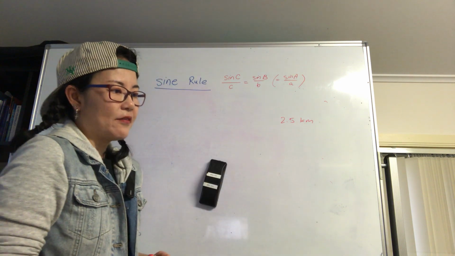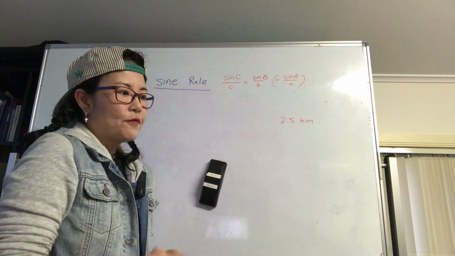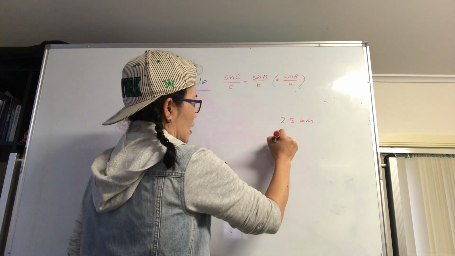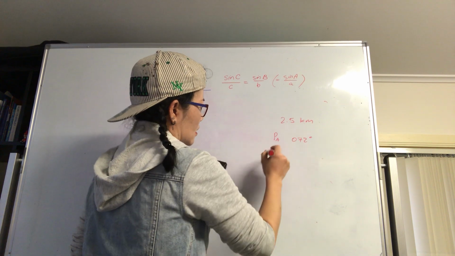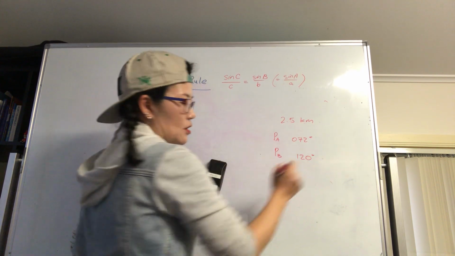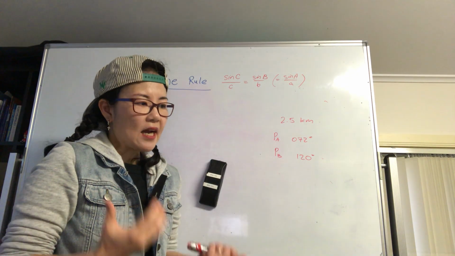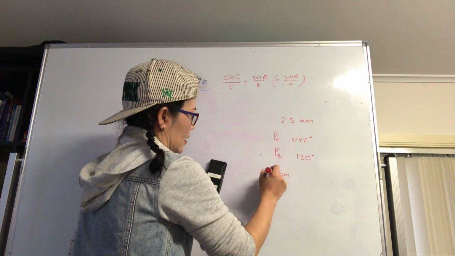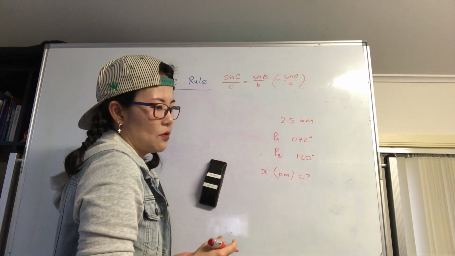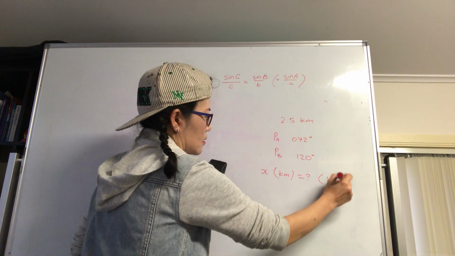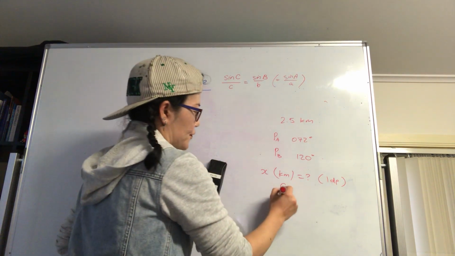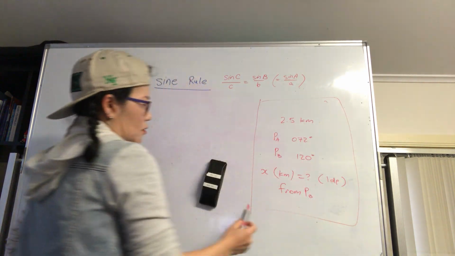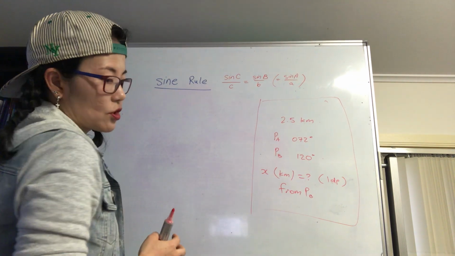The boat is on a bearing of 072 degrees from person A and 120 degrees from person B. Okay, calculate the distance, which is X kilometers, to one decimal place, from person B. Okay, so we read the question, we understand the question, and then we collect all the information. Now we're going to solve it.